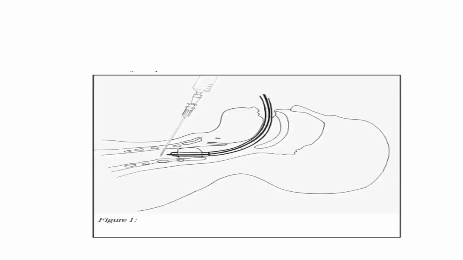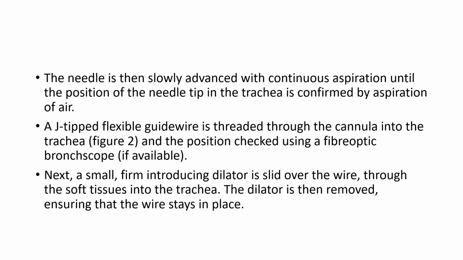So this is figure 1, which demonstrates the introduction of the needle between the first, second and third tracheal ring. The needle is then slowly advanced with continuous aspiration until the position of the needle tip in the trachea is confirmed by aspiration of air.